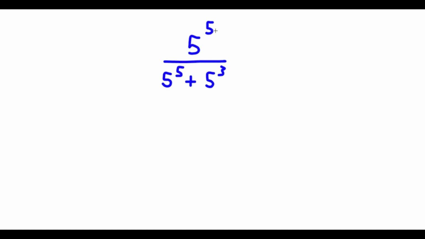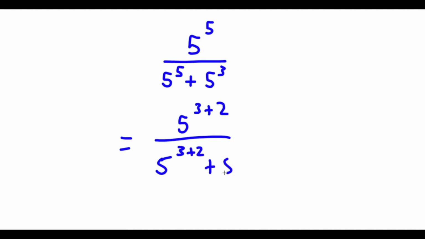Alright, so I have 5 to the power of 5 over 5 to the power of 5 plus 5 to the power of 3. Now, this is the same thing as 5 to the power of 3 plus 2. So I'm going to replace the exponent 5 with 3 plus 2. Same for the 5 in our denominator. I'm going to replace that with 5 to the power of 3 plus 2. And then I have my plus 5 to the power of 3.